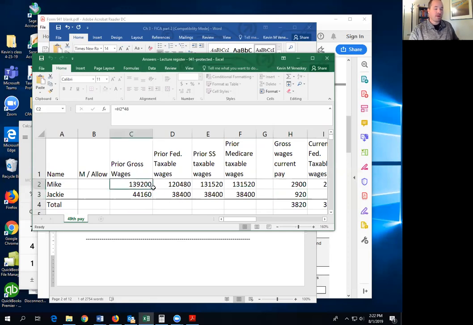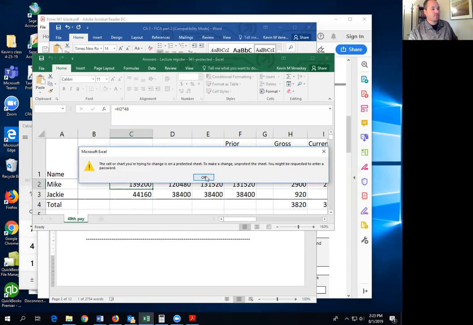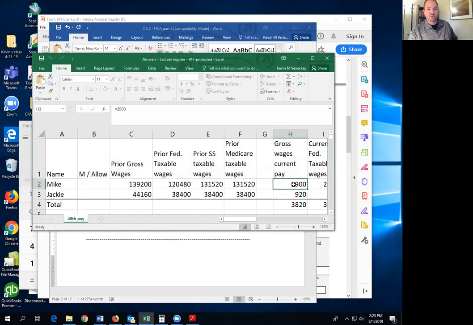So when I come over here to see how much wages Mike has earned so far, completely without anything being factored in, just simply the gross wage, all I did is take the H2, 2,900, and multiply that by 48 pays, because I told us in the problem we're in pay 49, week 49, because we get paid weekly. And then I do the same thing for Jackie. I take that 920 here, this cell, and I reference it, and then times it by 48 for the previous pays.